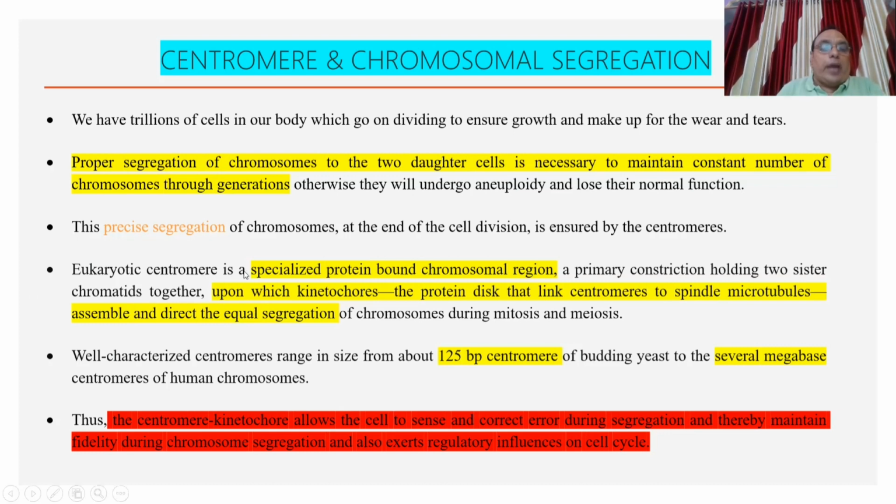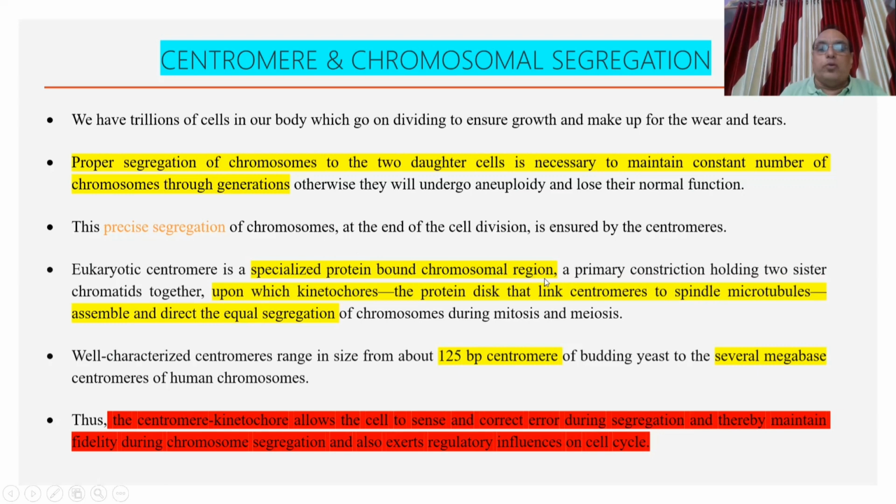So the eukaryotic centromere is a specialized protein-bound chromosomal region. It is a region on the chromosome called the primary constriction, where the sister chromatids get attached to each other, and it is a protein-bound region. It is attached with characteristic proteins, and those proteins play a further role in the attachment of the kinetochore to this region, and to that kinetochore, the spindle fibers attach, and those spindle fibers emanating from the two poles pull the sister chromatids towards the opposite poles, so as to make available a complete complement of chromosomes to each pole, which results in the presence of a complete set of chromosomes in each of the daughter cells.